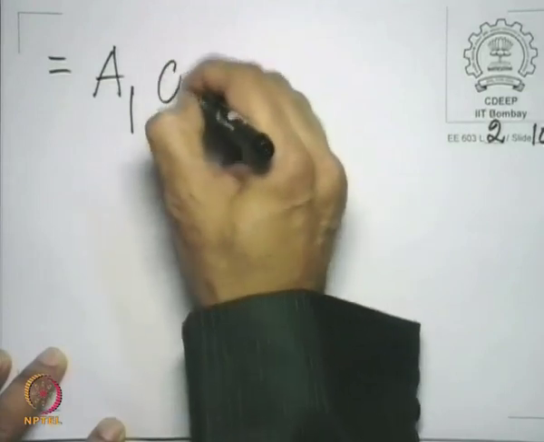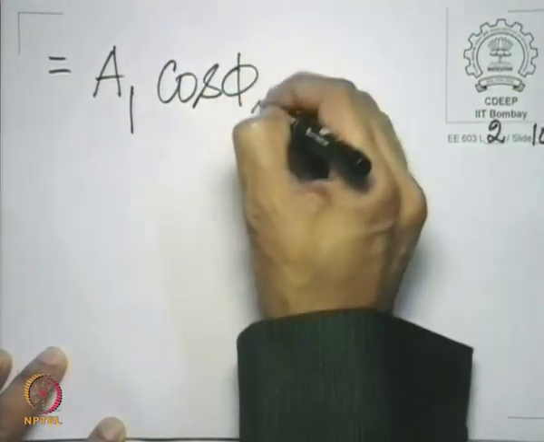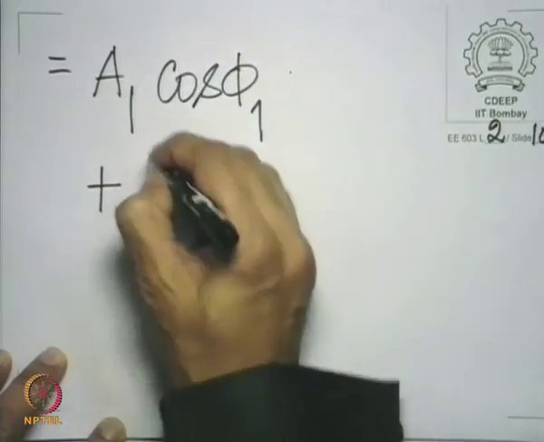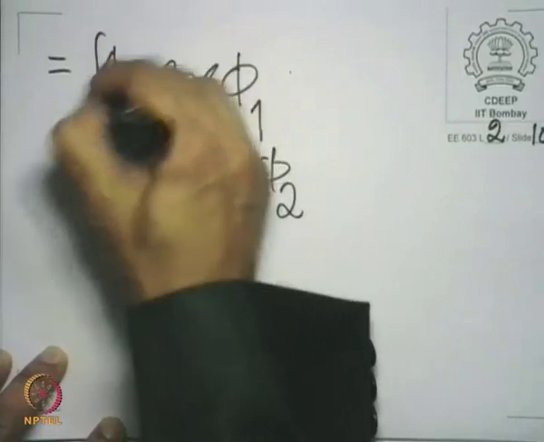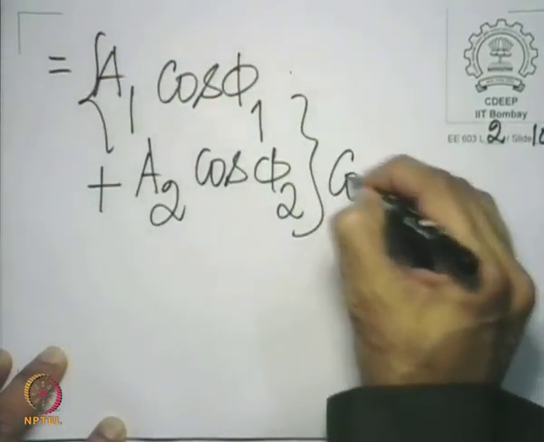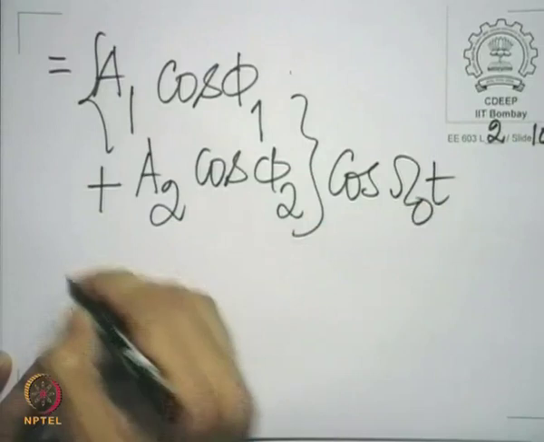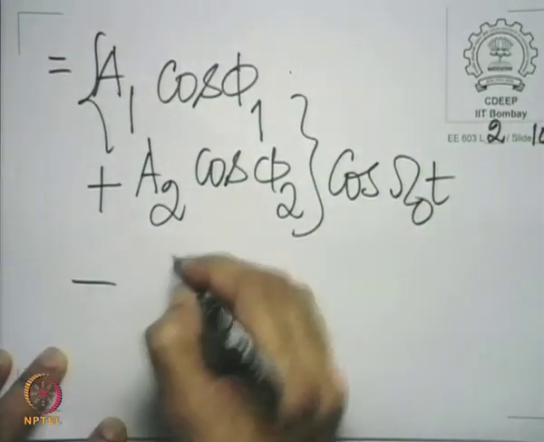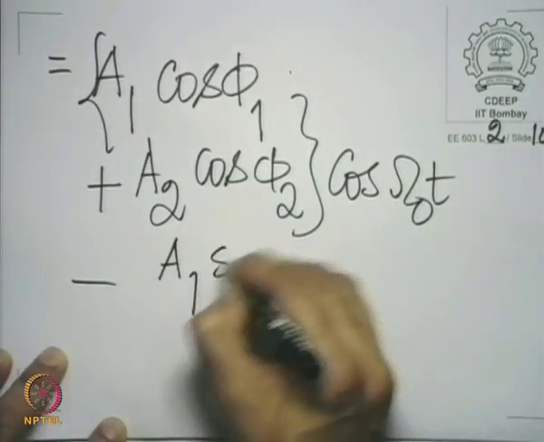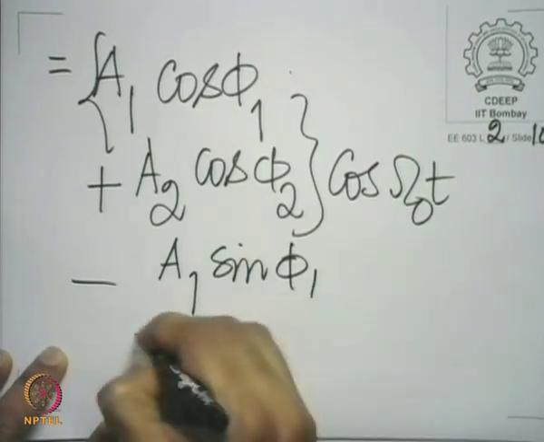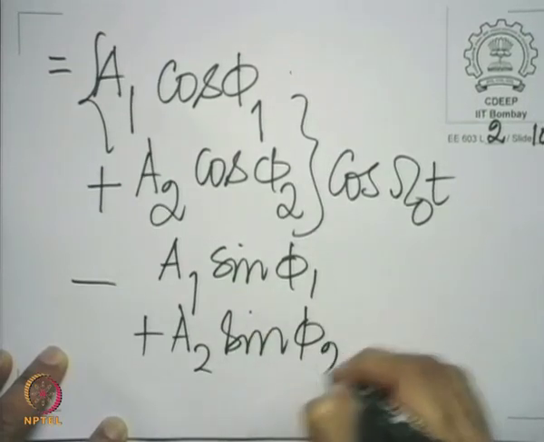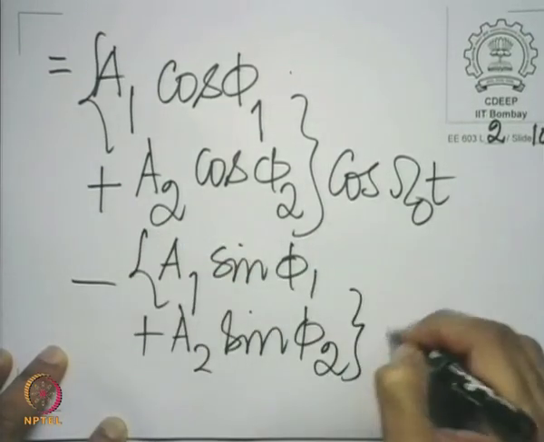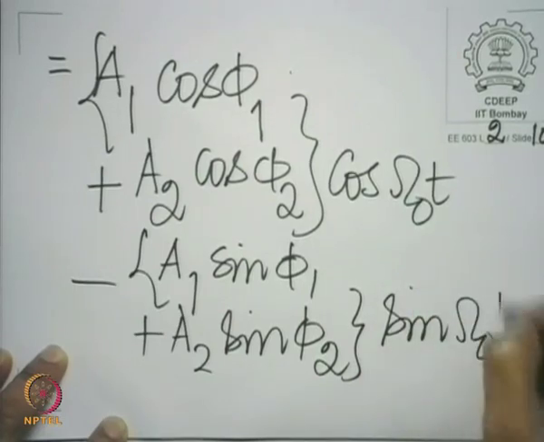So, I have, this is (A1 cos phi 1 plus A2 cos phi 2) times cos omega naught t, minus (A1 sin phi 1 plus A2 sin phi 2) times sin omega naught t.